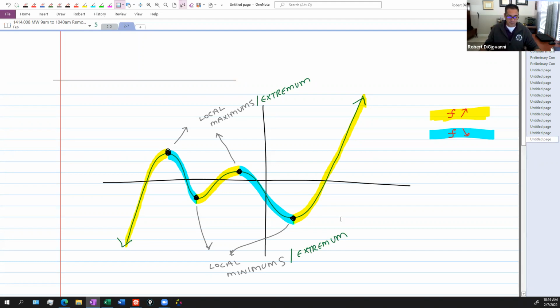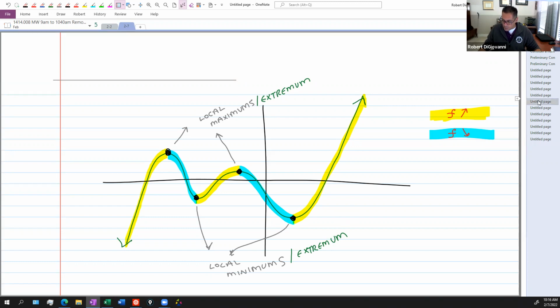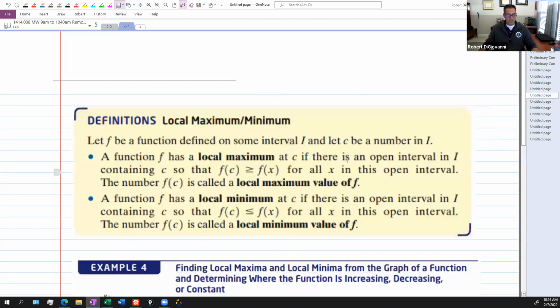All right. So let's get back to the definition. Let me move this up. Okay, so what does it mean to be a local maximum? To be a local maximum means that you are at some point C where the function's value at that point C is bigger than or equal to all the other points around it for some interval near it. Okay, that's a crazy definition.